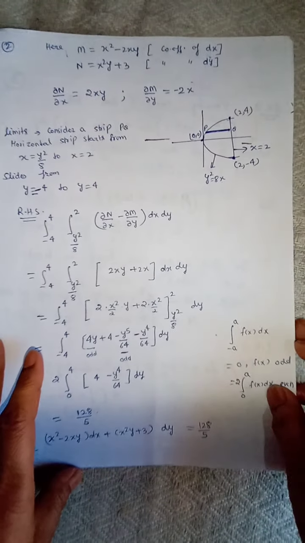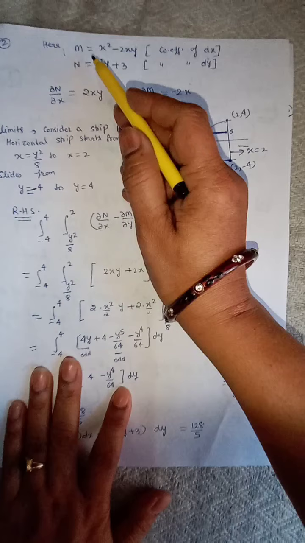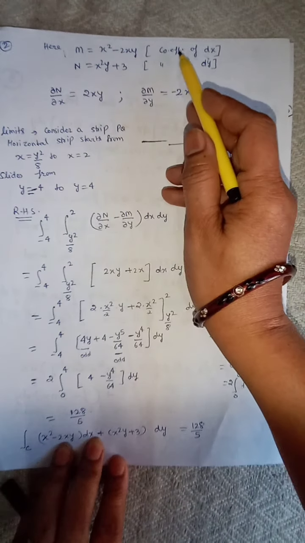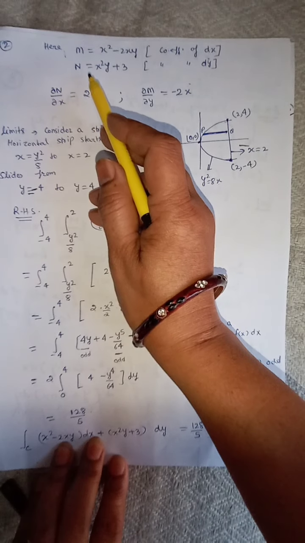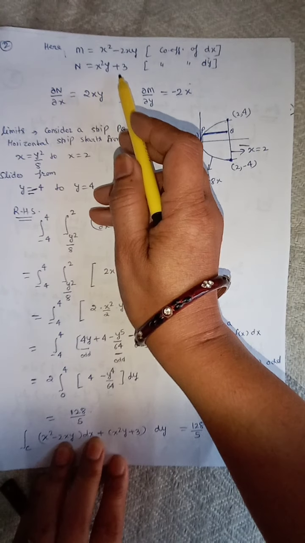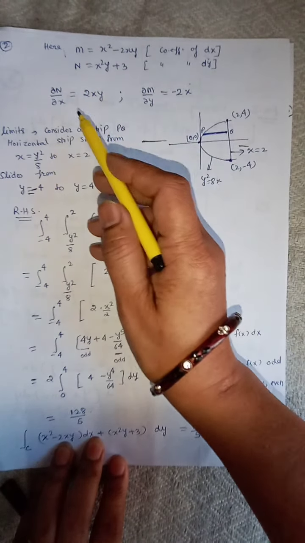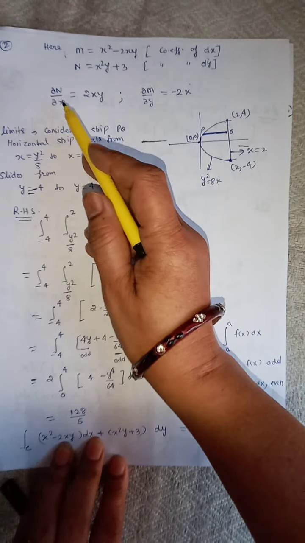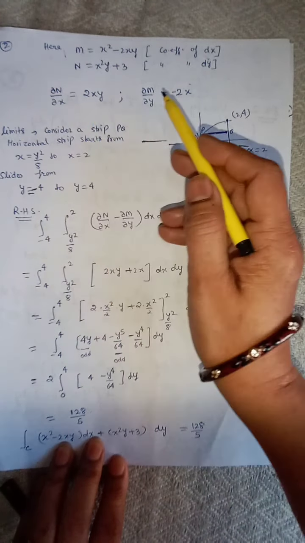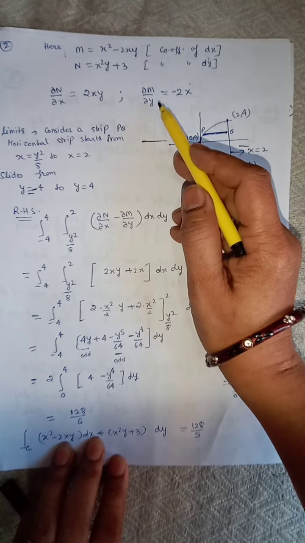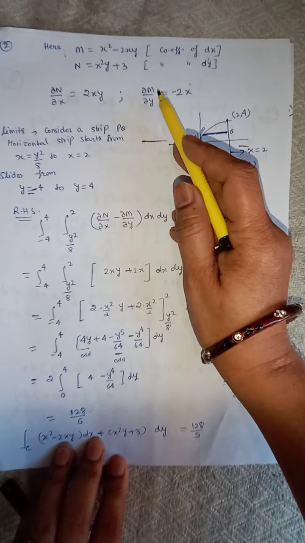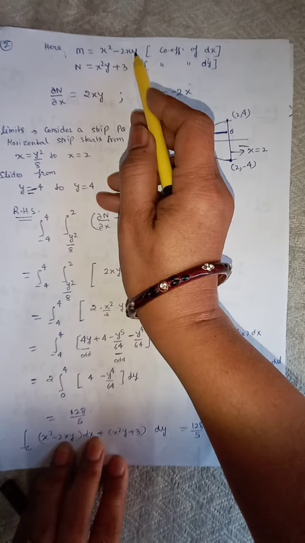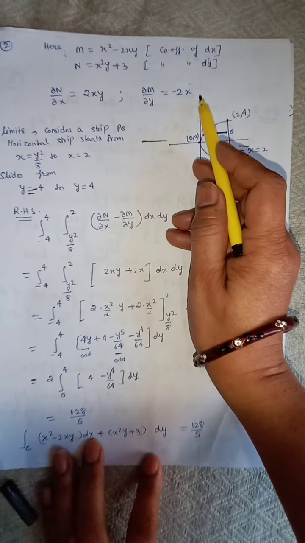Now here M is equal to x square minus 2xy, coefficient of dx, and N is equal to x square y plus 3, coefficient of dy. We find ∂N/∂x. This one is N, so ∂N/∂x is 2xy. Then ∂M/∂y, we differentiate M with respect to y, so it is minus 2x.